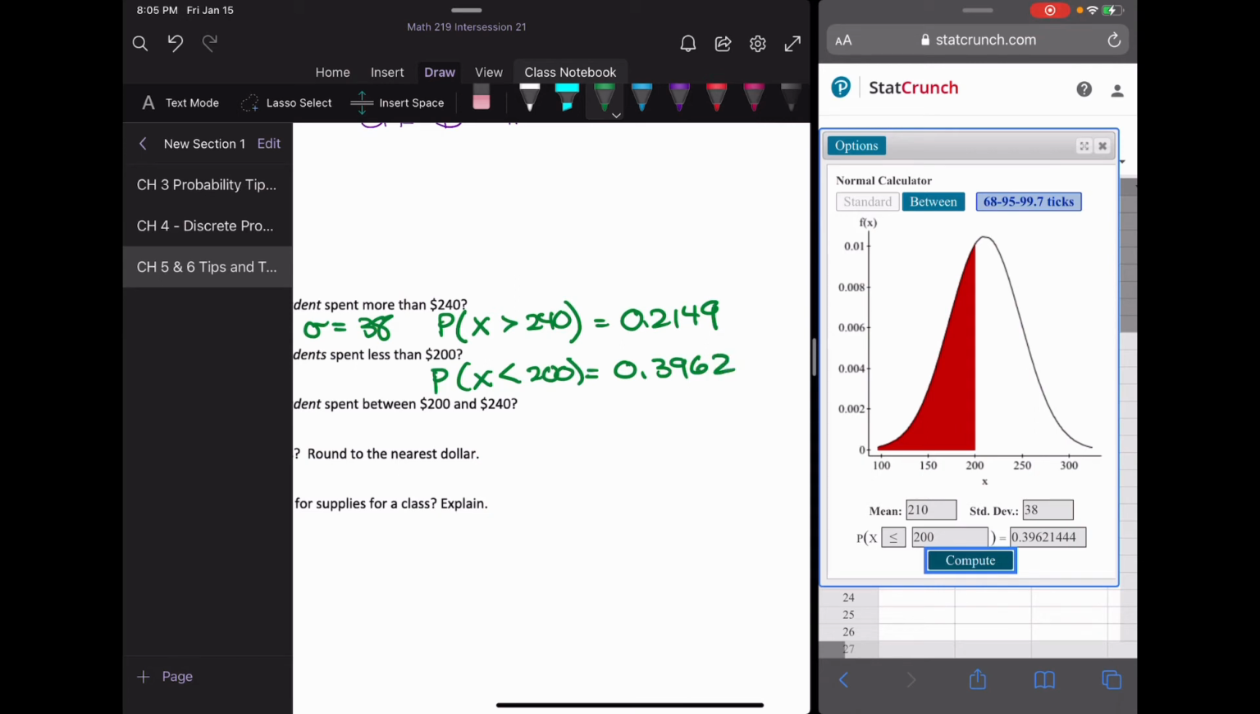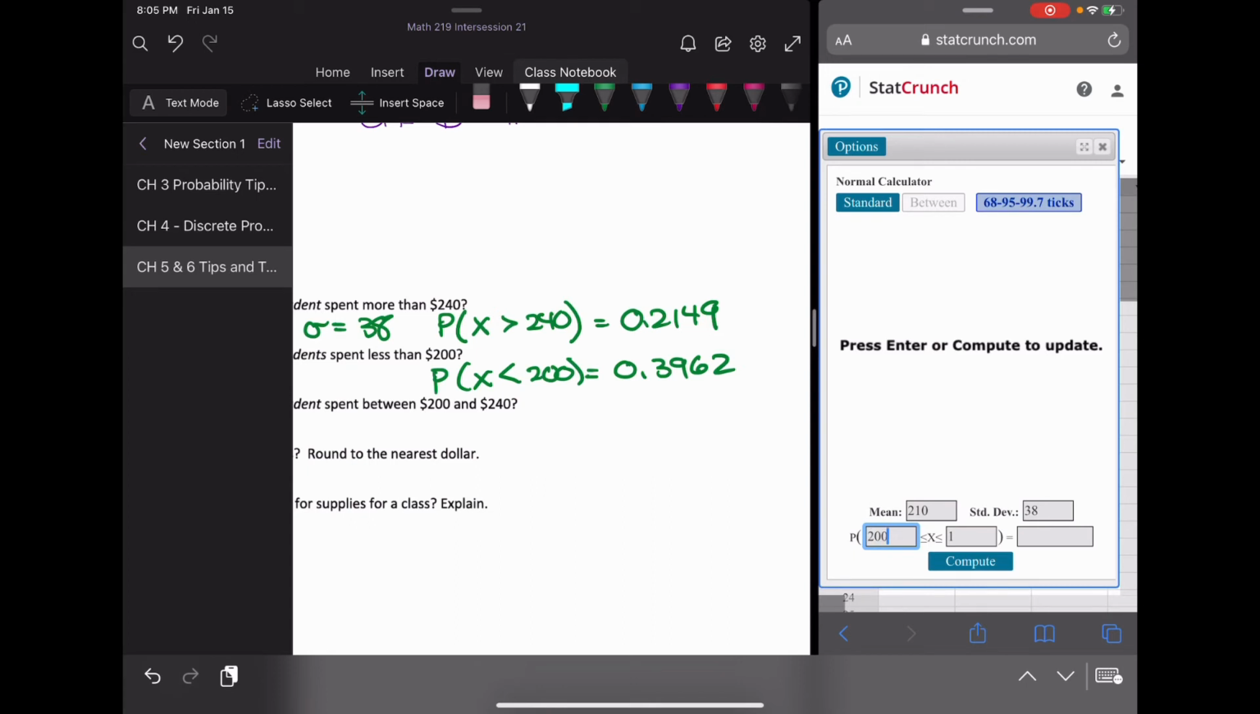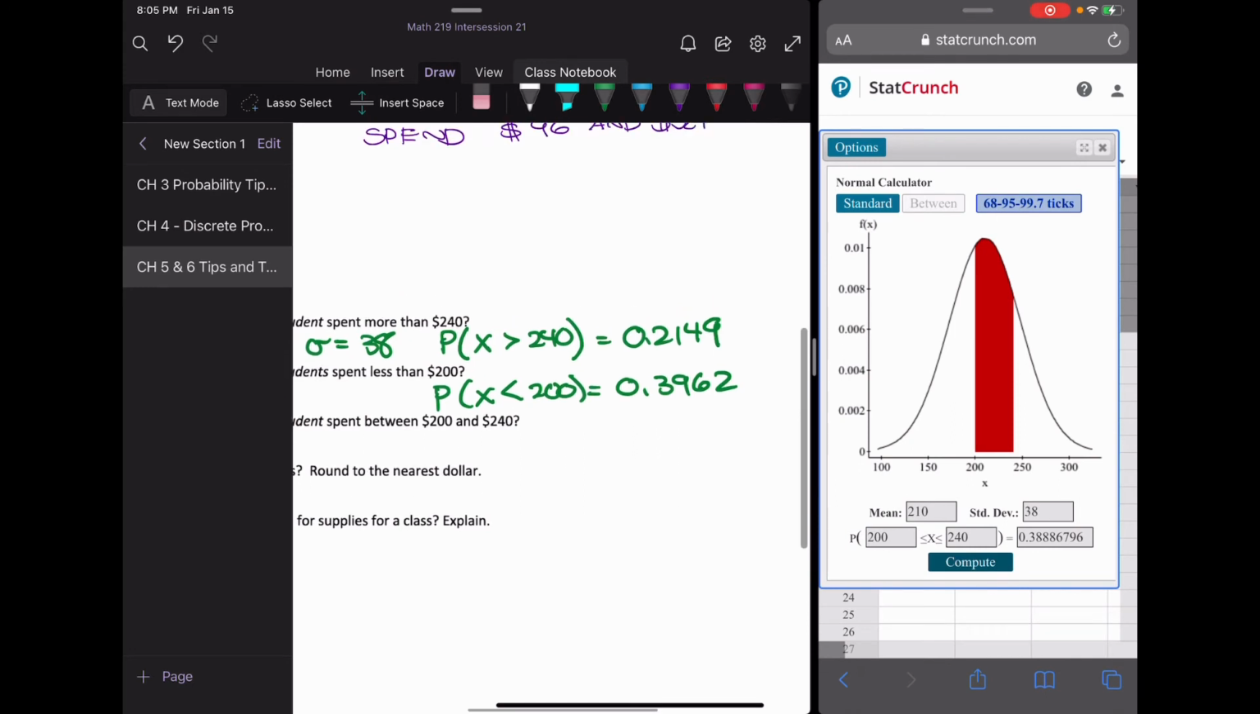If I want to do between, I select up here. There's an option right up here for between, and I type in between $200 and $240. And I find that the probability is 0.3889. Okay.